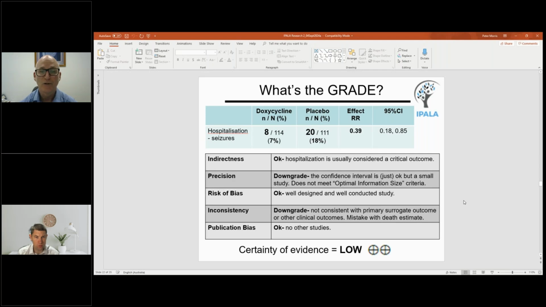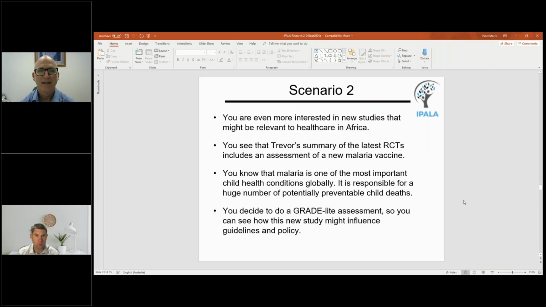We can't exclude the possibility of benefit, so this might be an example of a treatment that is not strongly supported by guidelines, but still people are very interested in trying it. So let's look at another example.